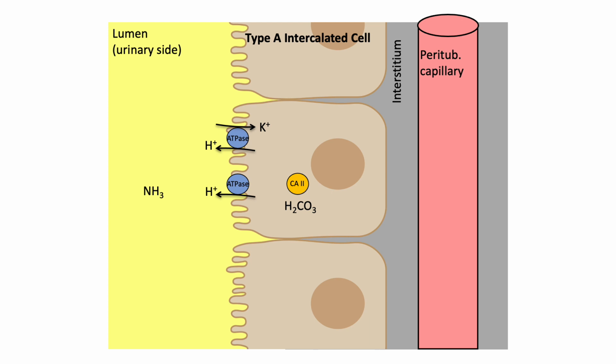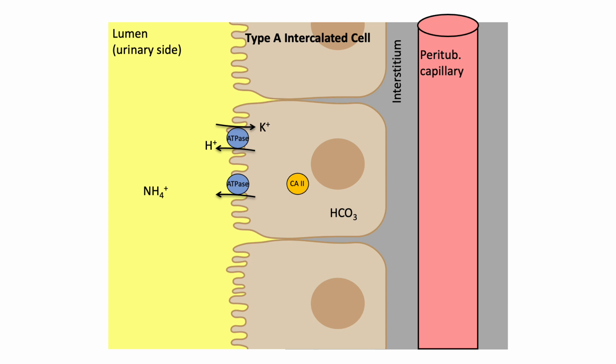So you'll remember in the type A intercalated cells of the distal nephron, they can secrete protons either through the hydrogen ATPase or the hydrogen potassium ATPase, and those protons come from carbonic acid. So the carbonic acid can dissociate into protons and bicarbonate, and the protons can be secreted by the ATPase into the filtrate, where the protons will then bind to ammonia to form ammonium, and that is excreted in the urine.